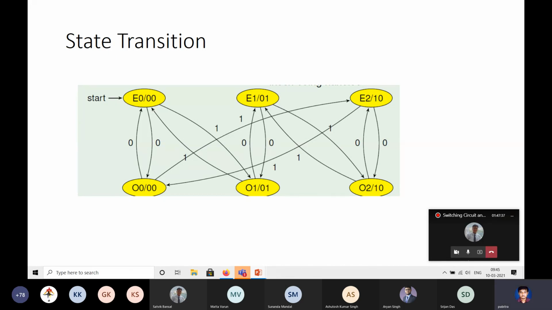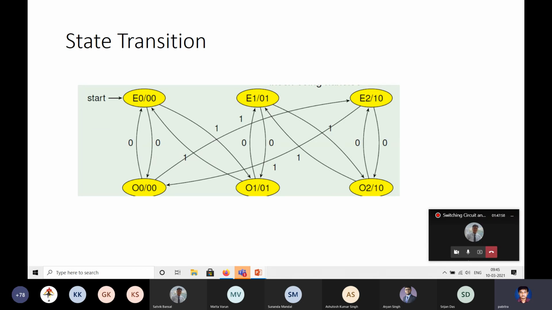But as an ending note, if you tried to realize this same thing using a Mealy machine, you will actually see that you can do it in fewer steps. Of course, the logic will be more complex, but you can do it in fewer steps.